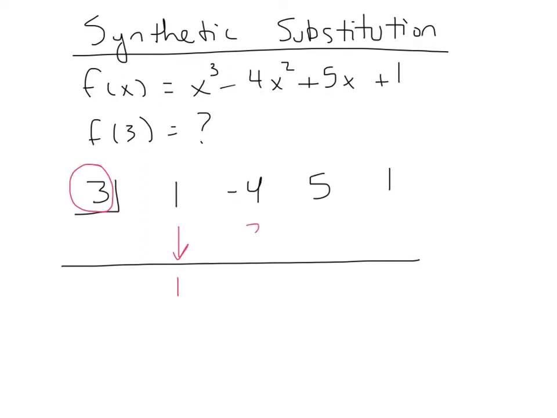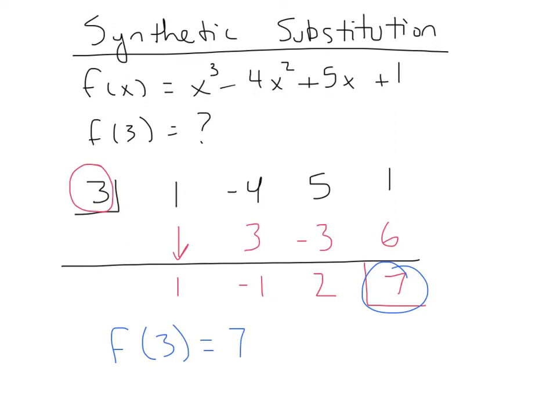3 times 1 is 3, and negative 4 plus 3 is negative 1. 3 times negative 1 is negative 3. 5 plus negative 3 is 2. 2 times 3 is 6, and 6 plus 1 is 7. And in synthetic substitution, all I actually care about is this remainder. So my remainder is 7, and that means that f of 3 is equal to 7.